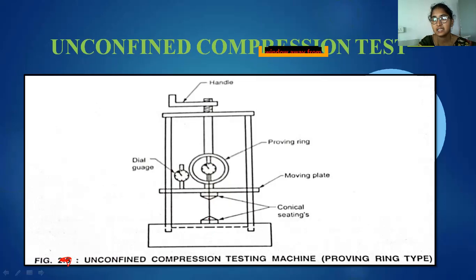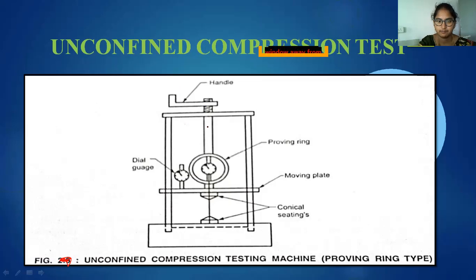Unconfined compression test means the soil will be unconfined. There is no mold. The soil specimen is directly inserted between the conical seating, with the moving plate, proving ring and a handle. In some cases it is attached to a motor also.